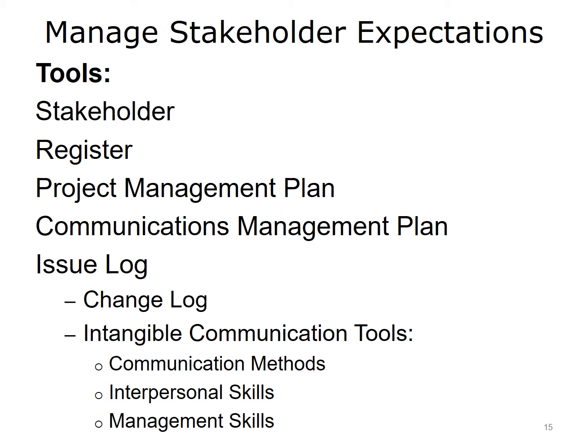It is important to keep an issue log and change log in order to track stakeholder concerns and changes that may need to be made to the project based on their concerns. Communicating with upset stakeholders often requires finesse and tact. It is important to understand the intangible tools required for managing stakeholder expectations. These are communication methods, interpersonal skills, and management skills. It is important to note that this process often results in project change requests. When change requests are made, updates to project documents and the project plan are also made.